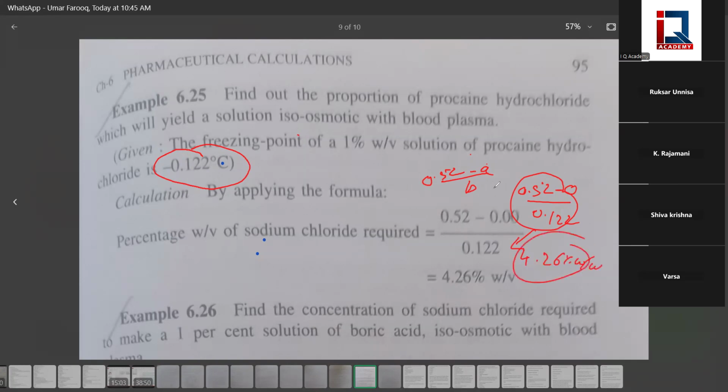So simply we are substituting it in the formula, right? Directly we are substituting it in the formula. And the freezing point is given.